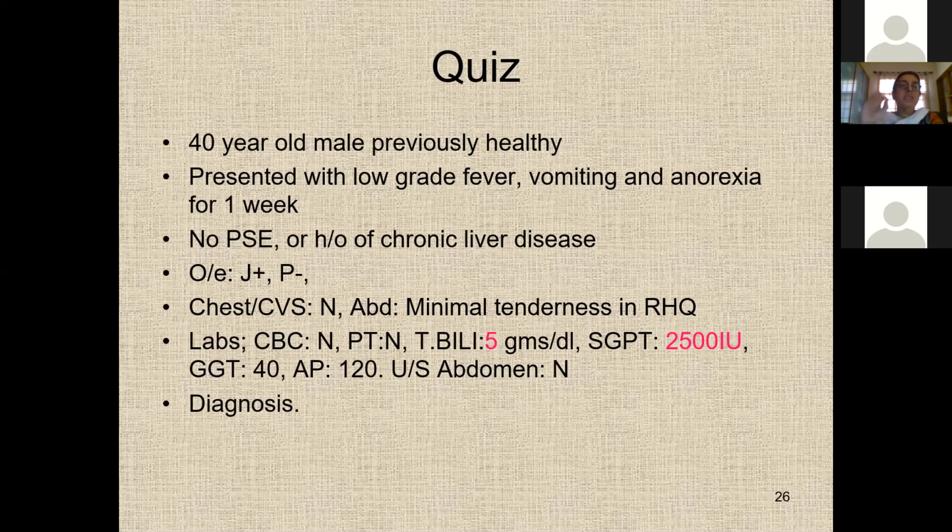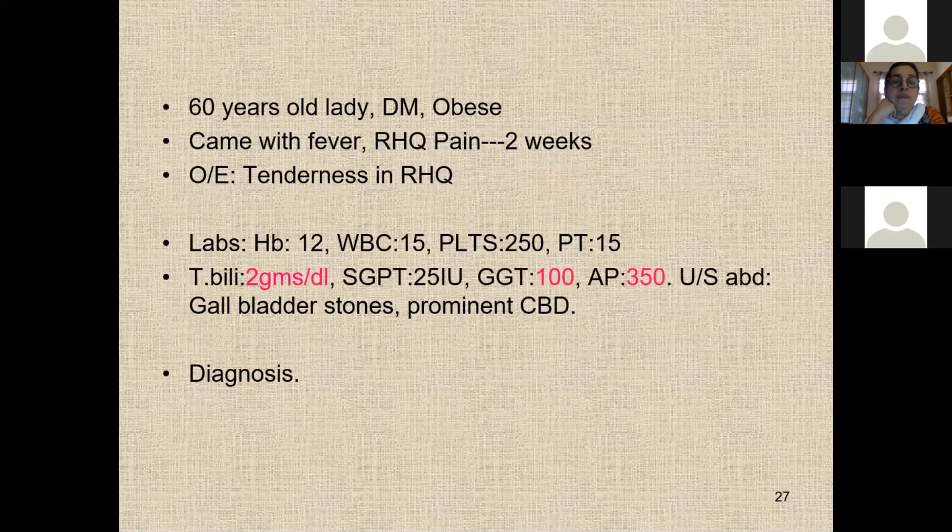Another quiz: a 60-year-old lady, diabetic and obese, came with fever and right hypochondrial pain for 2 weeks. On examination, tenderness in the right hypochondrium. The hemoglobin is 12, WBC is slightly high at 15, platelets are normal, PT is also borderline high. Bilirubin is high, SGPT is normal in this case, gamma GT is high, and alkaline phosphatase is high as compared to other components. The ultrasound showed gallbladder stones and CBD is prominent.